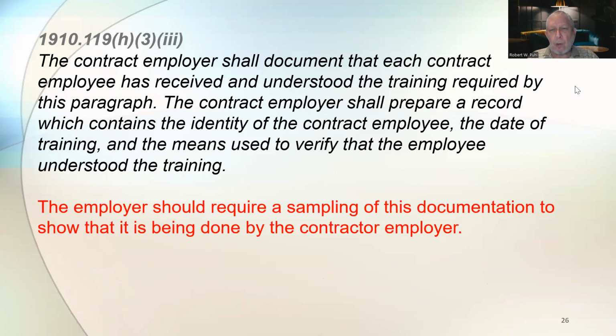The contract employer shall document that each contract employee has received and understood the training required by this paragraph. The contract employer shall prepare a record which contains the identity of the contract employee, the date of training, and the means used to verify that the employee understood the training. So the employer should require a sampling of this documentation to show it's being done by the contract employer.